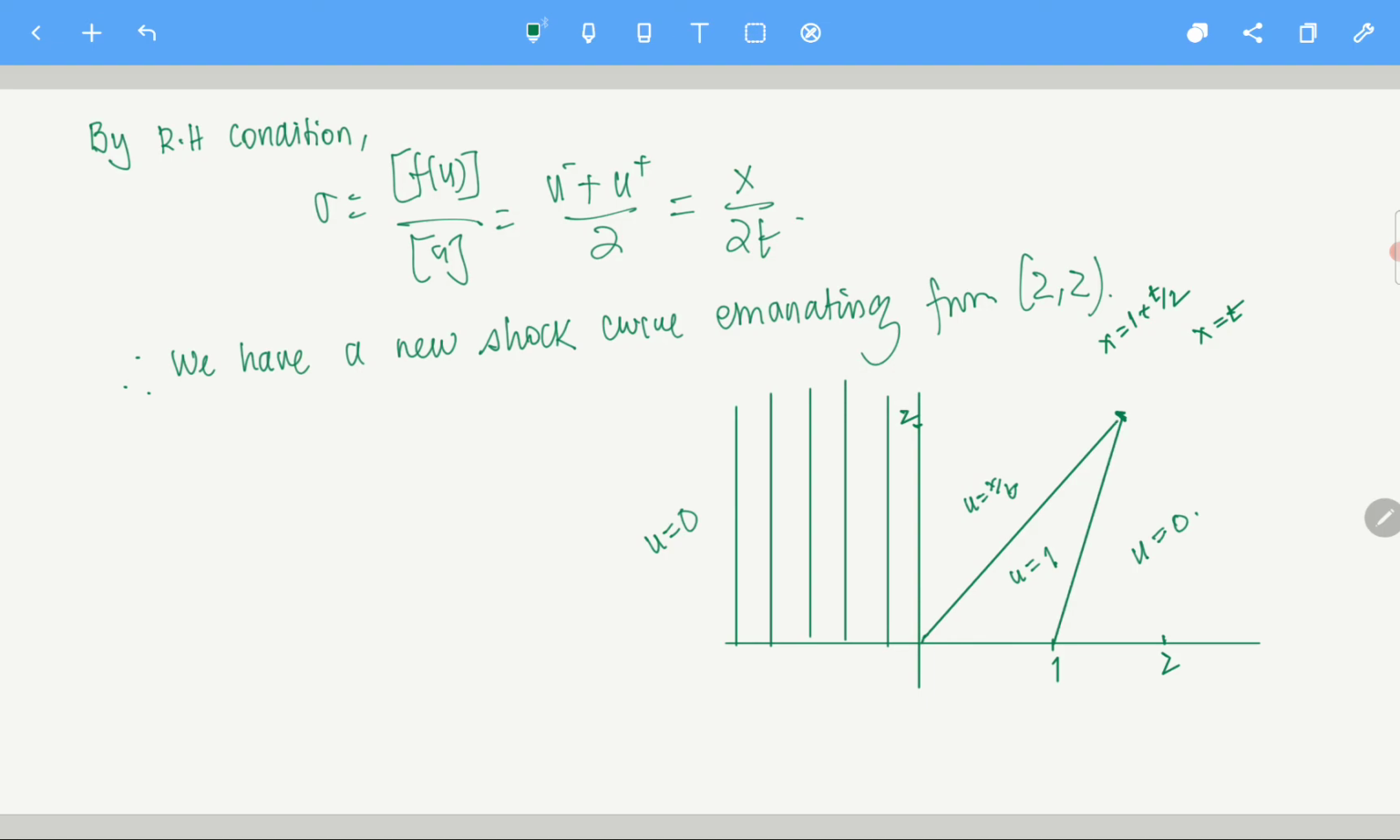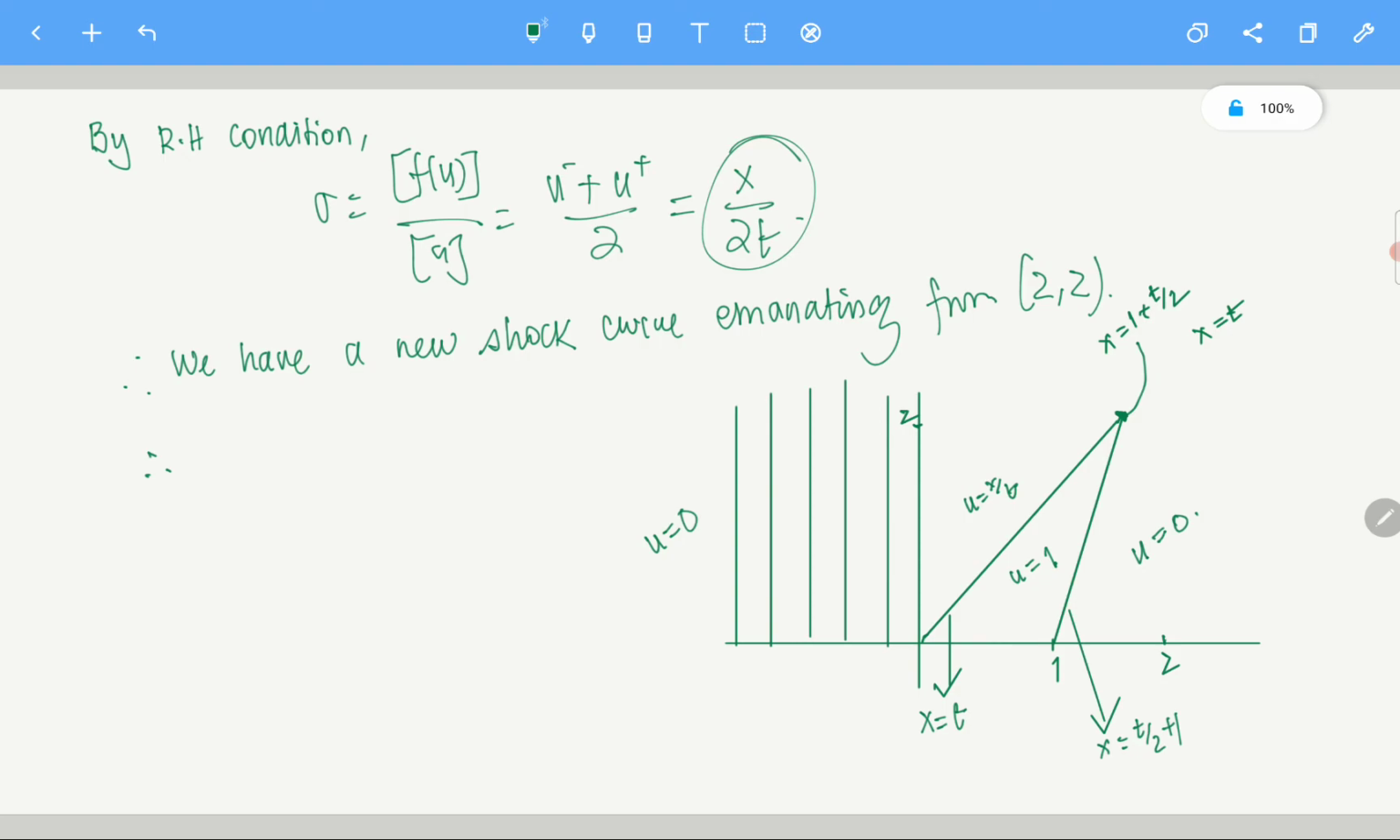So the x equals t line, this one. Let me write it like this: x equals t, and this line is x equals t by 2 plus 1. Clear? Now this intersects at 2, 2. So from here there is a new curve emanating. Let's just assume some curve emanating from here. What is the curve? The slope of that curve is given by x by t.